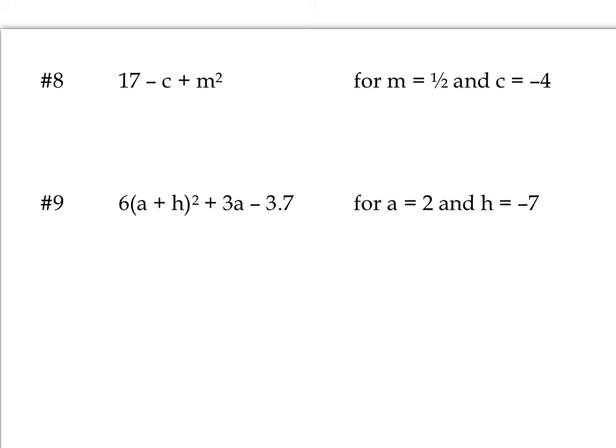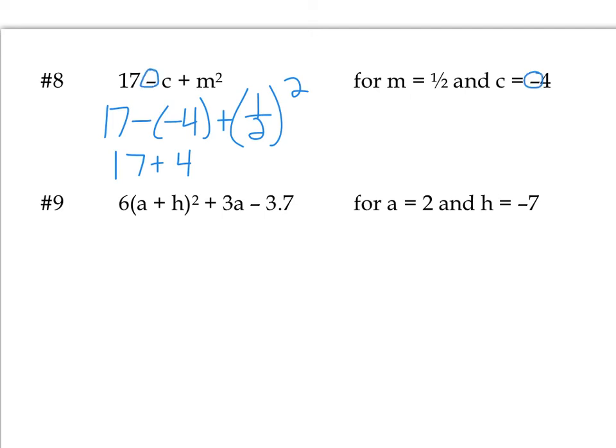Okay, now that you've had a chance to try these problems yourself, let's substitute in and evaluate. So we're going to have 17 minus negative 4. Important to have the minus and the negative 4. Plus, m is 1/2 squared. Okay, now let's get that 2 there a little neater. So now we're going to have 17 minus negative 4 is plus 4. Keep that in mind. Make sure we have the minus from here and the negative from the negative 4. We need both of those. And then plus 1/2 squared would be 1/4.